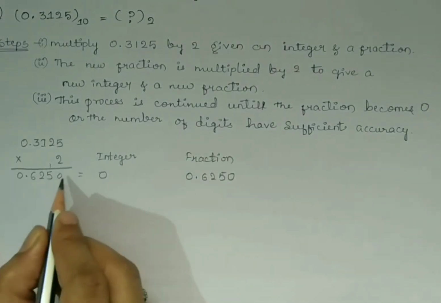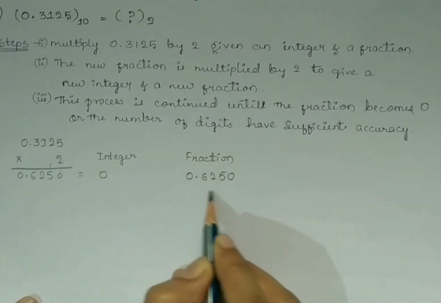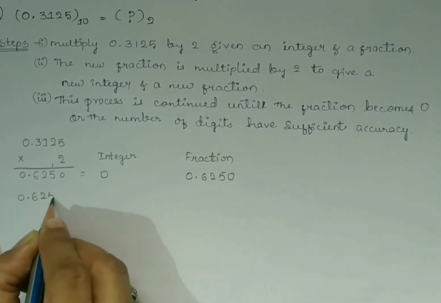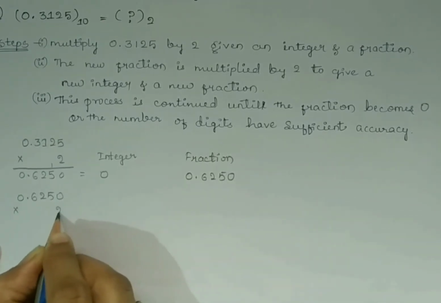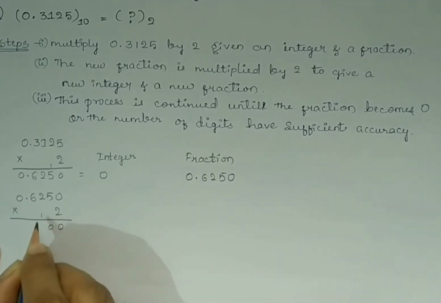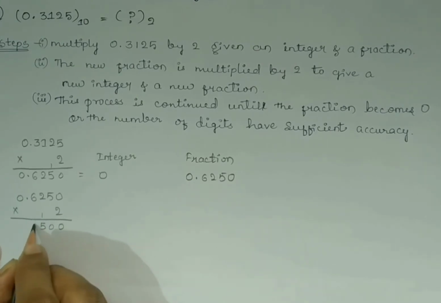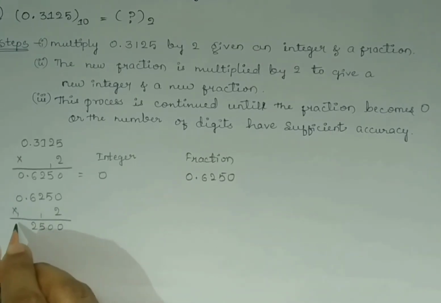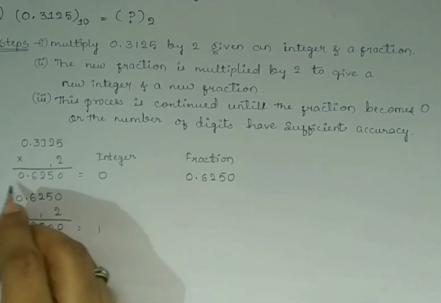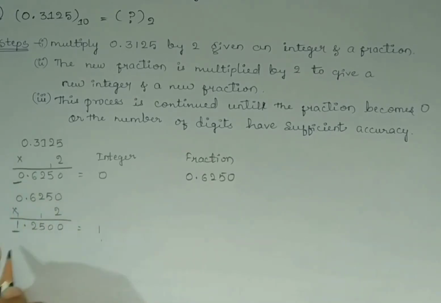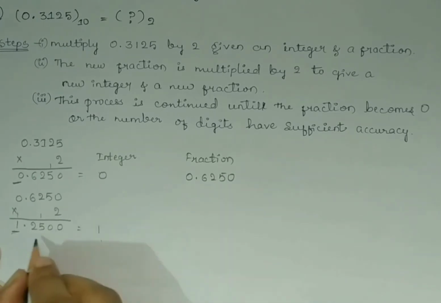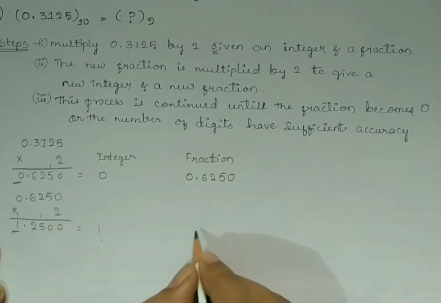Okay. Next, multiply this fraction value by 2. Write down here 0.6250 multiplied by 2. 2 zeros are 0, 2 5s are 10, 2 2s are 4 plus 1 is 5, 2 6s are 12, 1, 2 zeros are 0, 1. So the new integer value here is 1. These values you have to write here. Then only the fraction value you have to write.